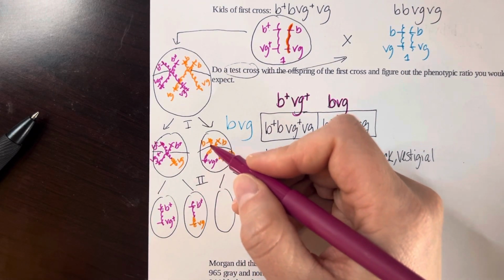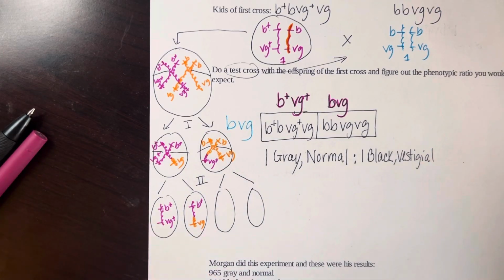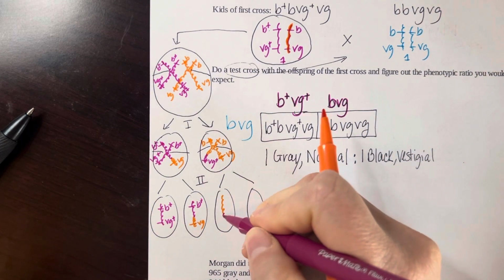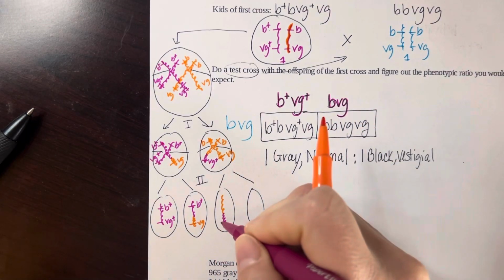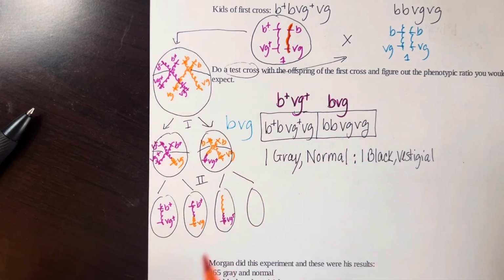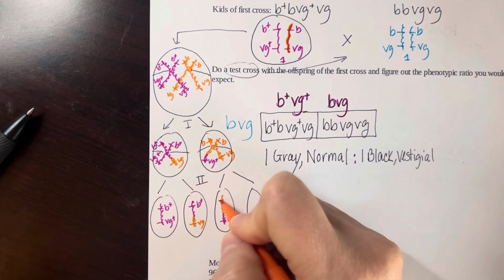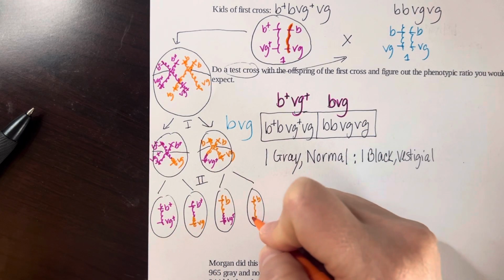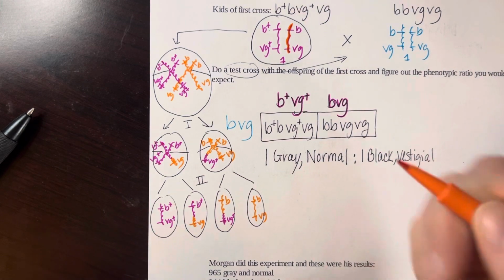Here, you've got the orange. Let me switch colors here. You've got the orange with the pink end. That's VG+. And then the orange is B. And then this one's all orange, no crossing over occurs, so it's going to be the B and the VG.